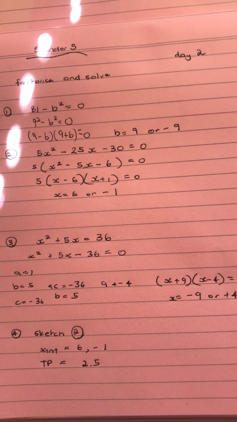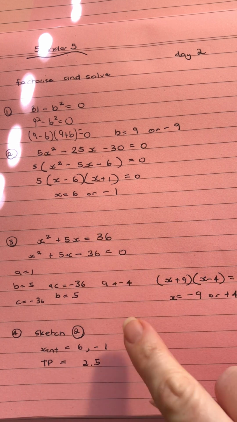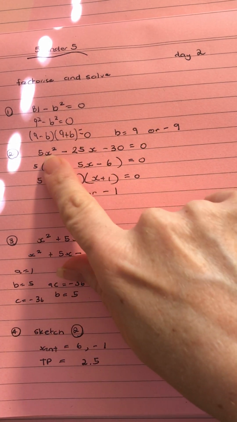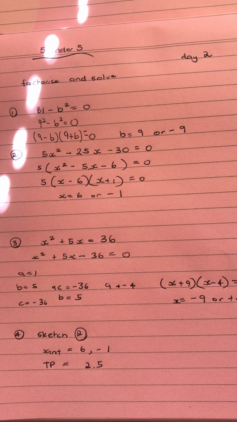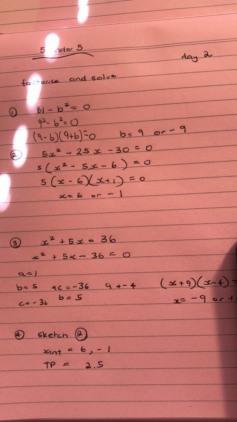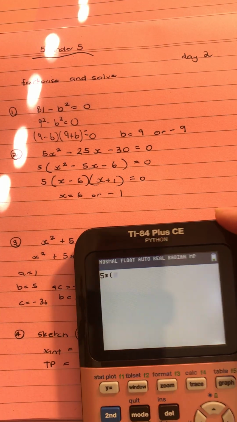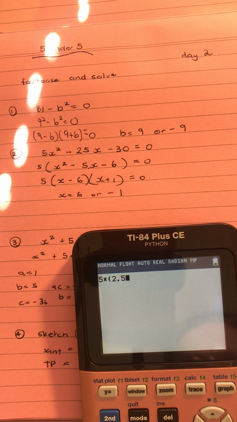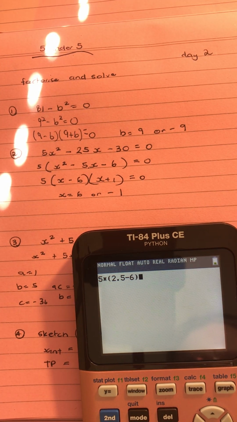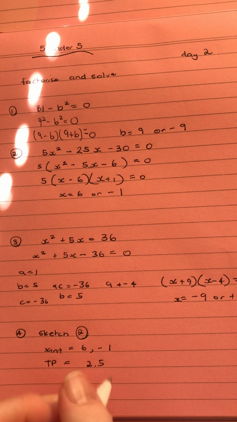We then need a y-coordinate for that turning point. So we need to sub that back into either of these equations, so the original or the factorised form. Now the factorised form is probably the easier one to sub it back into. So we have got 5 times, and we can put that bracket straight into our calculator. So we've got x take away 6. So if we've got 2.5 take away 6, and then we've got 2.5 plus 1. Which gives us negative 61.25.